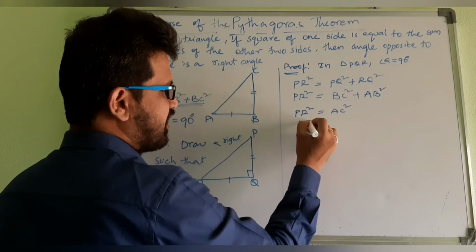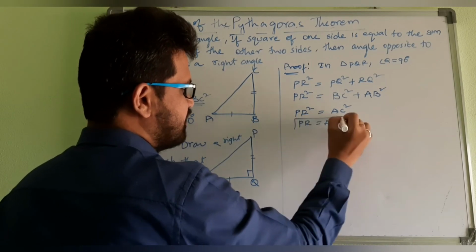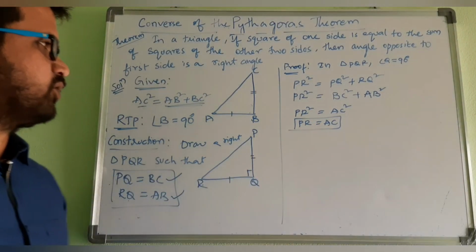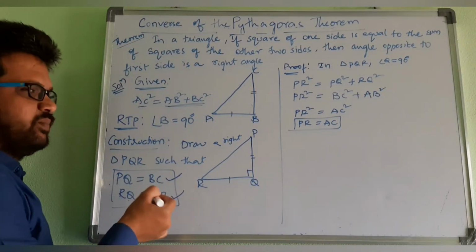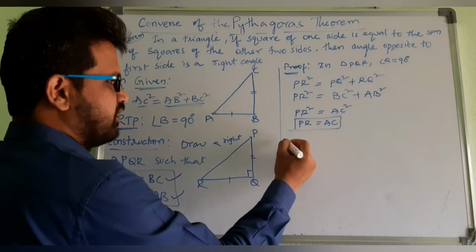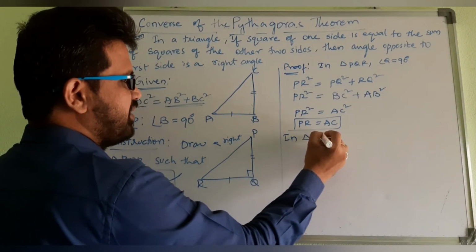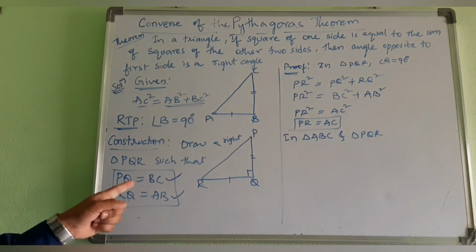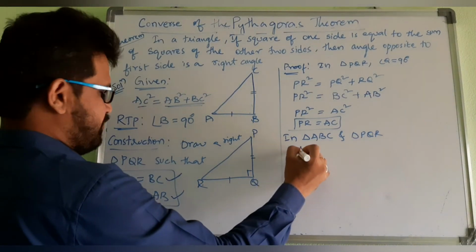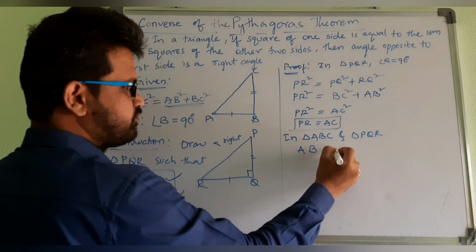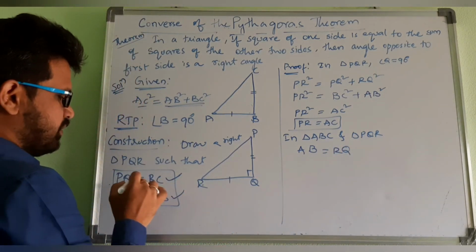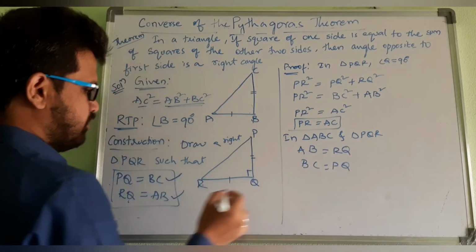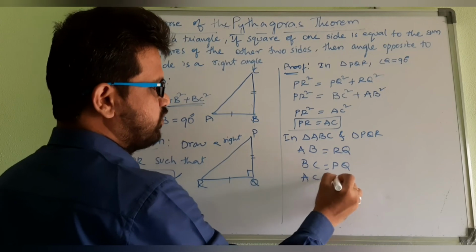From this we can write PR is nothing but AC. So we got that PR is equal to AC. We constructed PQ equal to BC. In triangle ABC and in triangle PQR, AB is equal to RQ, BC is equal to PQ, and the last one, AC is equal to PR.